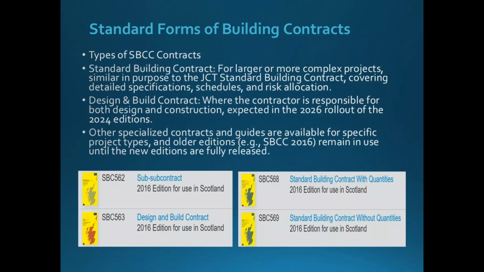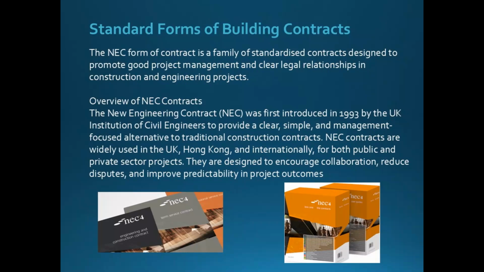Standard building contract is for larger or more complex projects, similar in purpose to the JCT standard building contract, covering detailed specifications, schedules, and risk allocation. Design and build contract is where the contractor is responsible for both design and construction, expected in the 2026 rollout of the 2024 editions. Other specialized contracts and guides are available for specific project types, and older editions, e.g. SBCC 2016, remain in use until the new editions are fully released.